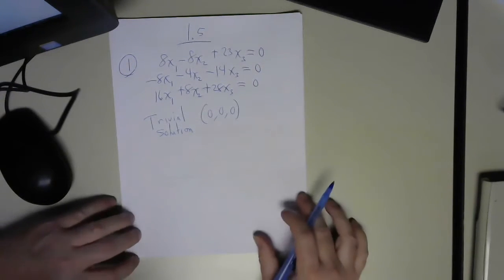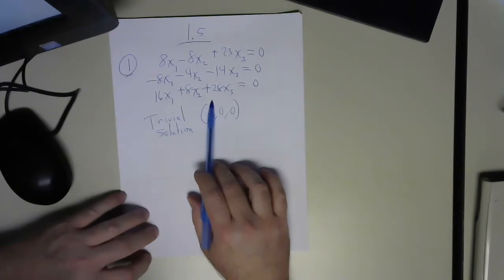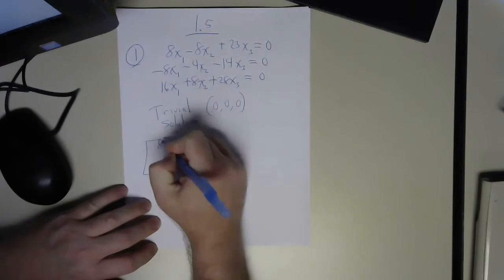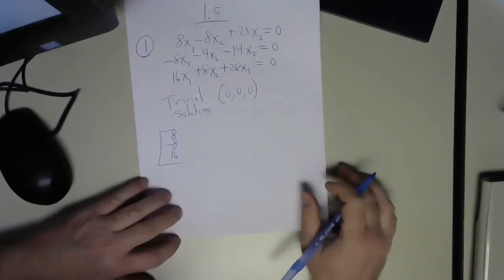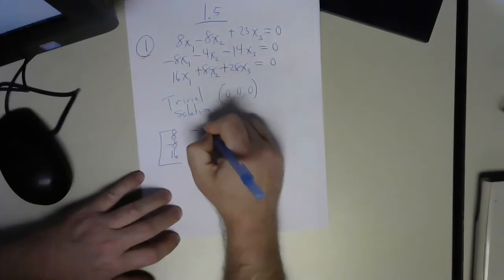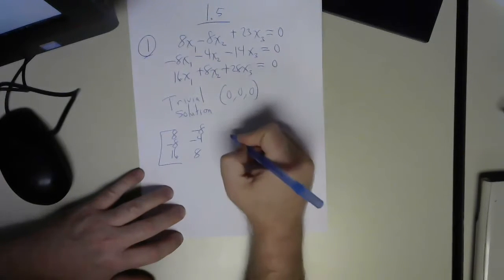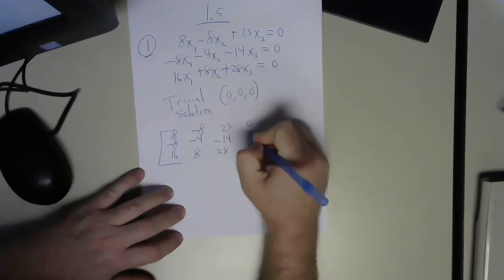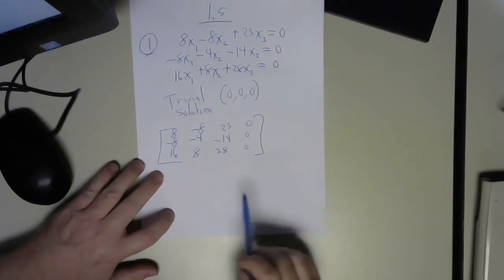And to answer that question, it's enough to put your augmented matrix in just echelon form and not reduced echelon form. That sometimes will save you a lot of work because they didn't actually ask us to find all of the non-trivial solutions. We just have to decide if there are any. So let's put this thing only in echelon form. So there's our augmented matrix.